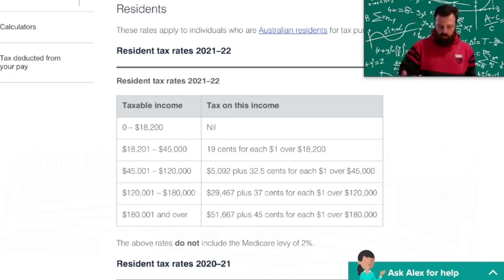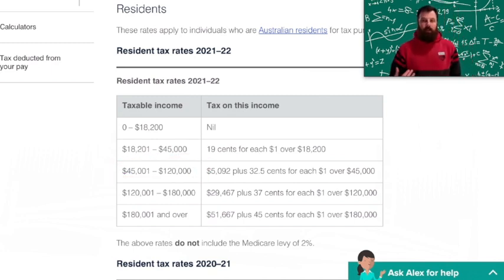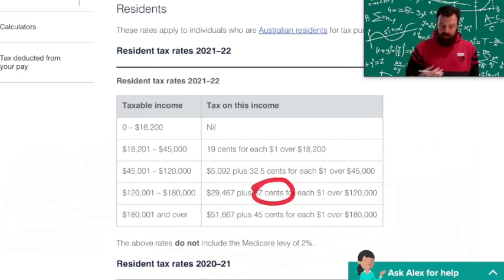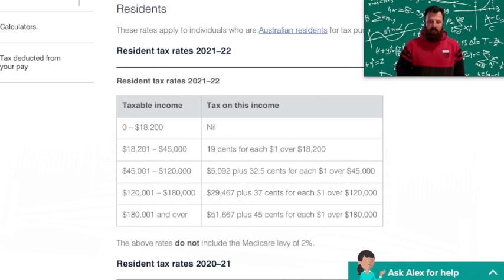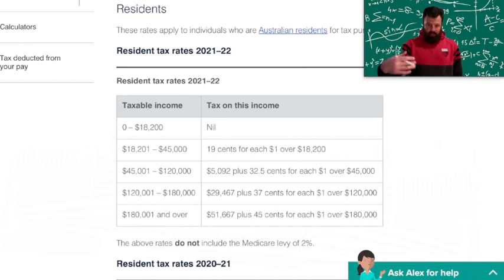When you reach over 45,000, you move into the next bracket, where the tax starts to increase a little bit. Instead of being 19 cents, it's now 32.5 cents for every dollar. When you get to 120,000, notice that again has gone up. You owe 37 cents for every dollar. And then again, when you get to that final tax bracket, which is 180,000 or more, you owe 45 cents for every single dollar that you make over that bracket.